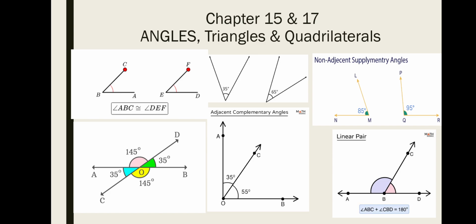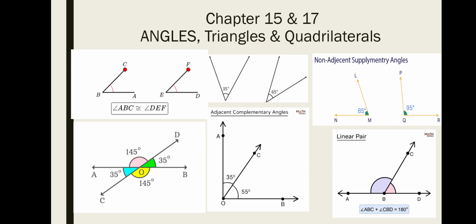They are 85 and 95, so their sum is 180 degrees, like LMN and PQR. These are supplementary angles which are non-adjacent. But there are also angles that are supplementary and adjacent, which is called a linear pair.